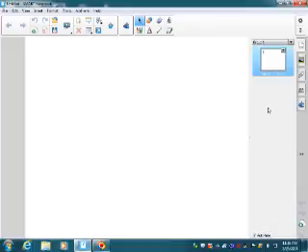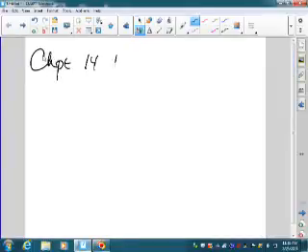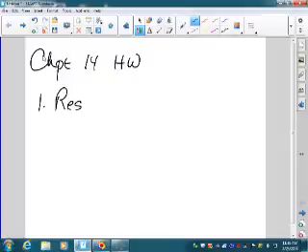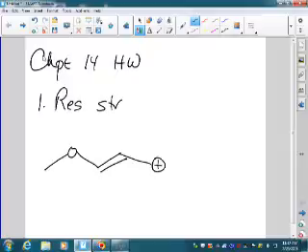Chapter 14 homework. Go back over that real quick. Okay, resonance structures. Number one, you have this CH2. Yeah, this compound, you can move the double bond here to the plus charge, and that will produce this compound.